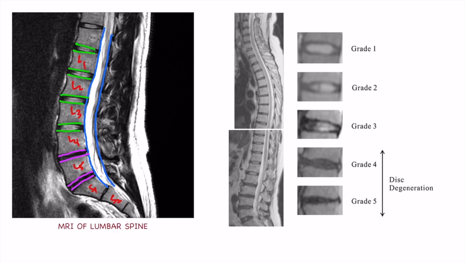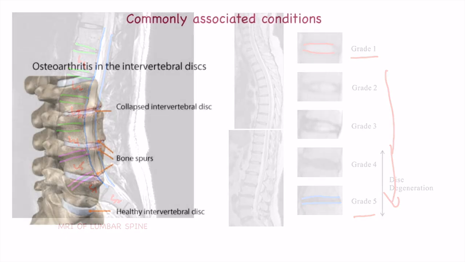There is a grading of disc degeneration which varies from grade 1 down to grade 5. As you can see, in grade 1 the space is not very reduced, and as we proceed to grade 5, the disc space is very reduced. This grading of disc degeneration helps doctors decide the treatment protocol for patients.